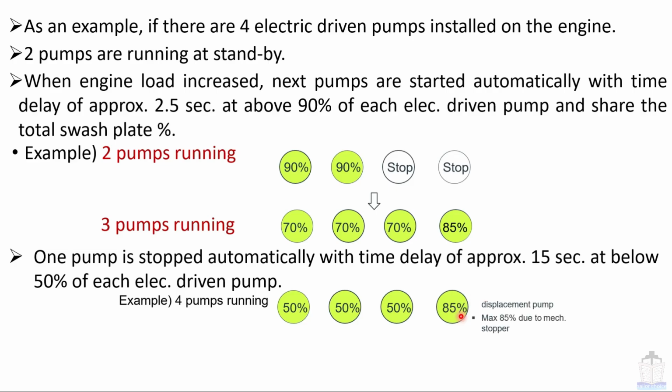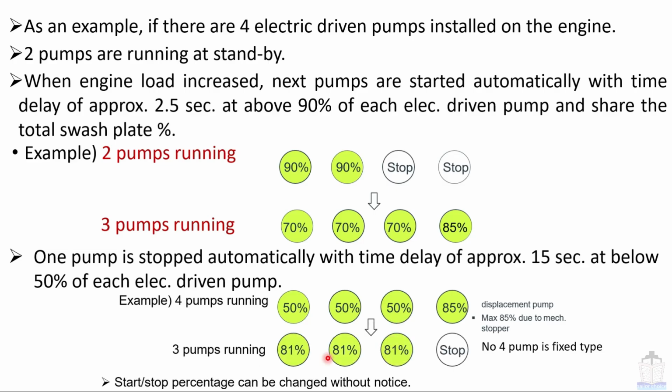This 4th pump has a mechanical stopper, that's why it cannot go beyond 85% of load, and it is also fixed type, as I have stated before. It cannot run at lower load or higher load, it will run at 85% fixed load. Okay, so when the load goes below 50%, the situation will be like this: the 4th pump will stop automatically and the total swash plate angle will be shared equally by the 3 pumps.